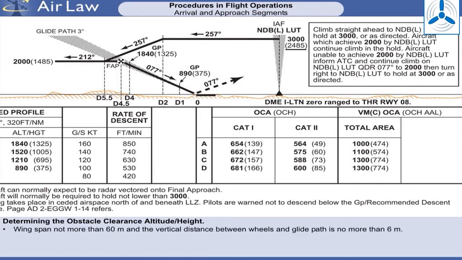Wingspan is not more than 60 meters, and the vertical distance between wheels and glide path is no more than 6 meters. Missed approach climb gradient is 2.5%, and the glide path angle has a minimum of 2.5 degrees, an optimum of 3 degrees, and a maximum of 3.5 degrees.